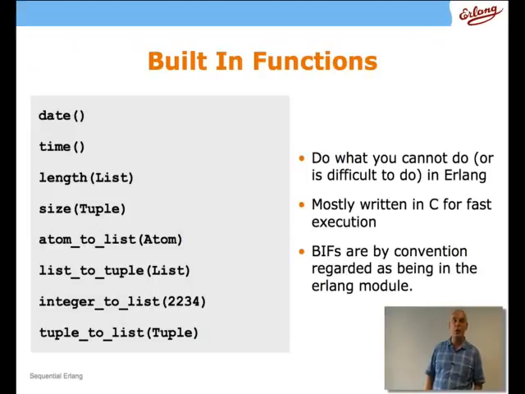So these are functions which provide either something that is impossible for you to write yourself, or more efficient implementations of things that it's possible to write for oneself, like the function length, which works over lists. We'll see a demo of these in a minute, but just to give you some examples, you can get date and time, which gives you a much more accurate time. You can ask for the length of a list, the size of a tuple, and there are various functions for converting between different sorts of types, atom to list, list to tuple, and so on.